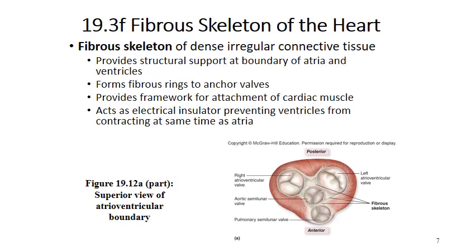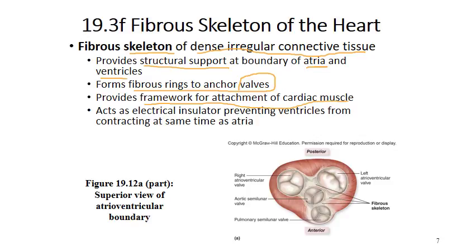So the fibrous skeleton of the heart is this dense, irregular connective tissue that we find. The heart has kind of its own skeleton, which is pretty cool. It provides structural support at the boundary of the atria and the ventricles. It forms what we call fibrous rings that anchor the valves, so those AV valves and the semilunar valves. It also provides a framework for attachment of the cardiac muscle.